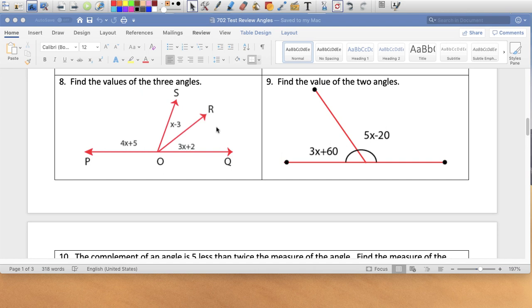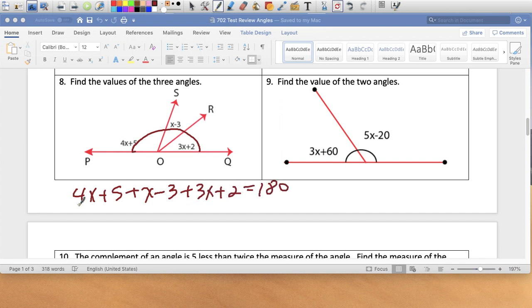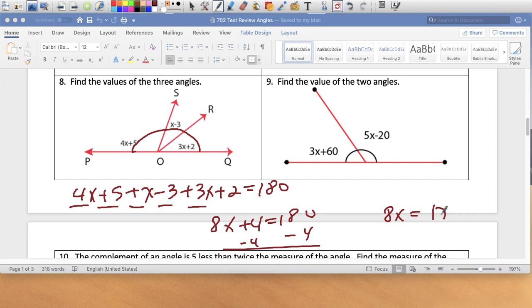Find the values of all three angles. Well, we know that this is a straight line, and in a straight line, this big angle here is equal to 180. So I know that 4x plus 5 plus x minus 3 plus 3x plus 2 equals 180. So combine like terms: 4x, 5x, 8x. 5 minus 3 is 2, 2 plus 2 is 4. That's my two-step equation. Minus 4, I get 8x equals 176, divided by 8, divided by 8.